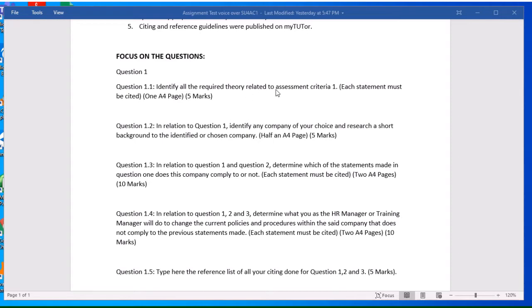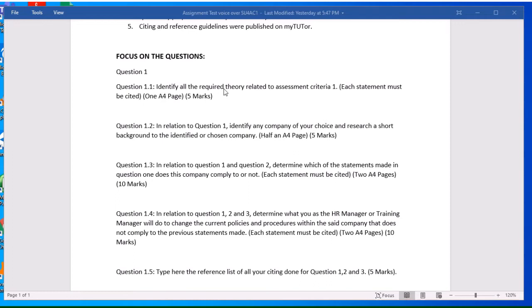Identify all the required theory related to assessment criteria 1. Now, I've said previously, assessment criteria, that could be any assessment criteria as guided in the assignment test assessment given to you. Now, when you look at the marks allocated, half marks are allocated, so you need to generate theory on assessment criteria 1 that is substantially researched, and it should not be longer than 3 to 4 lines, inclusive of the citing, and it should not be longer than an A4 page.